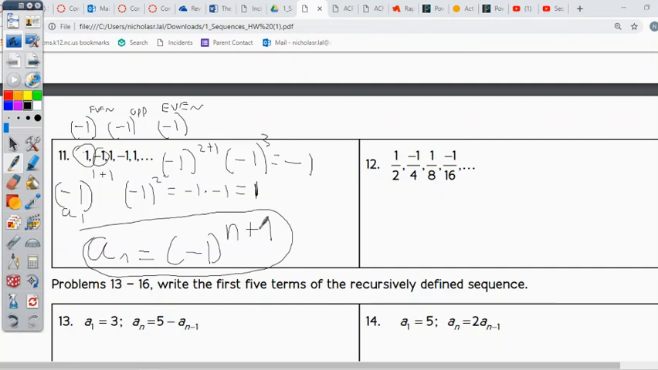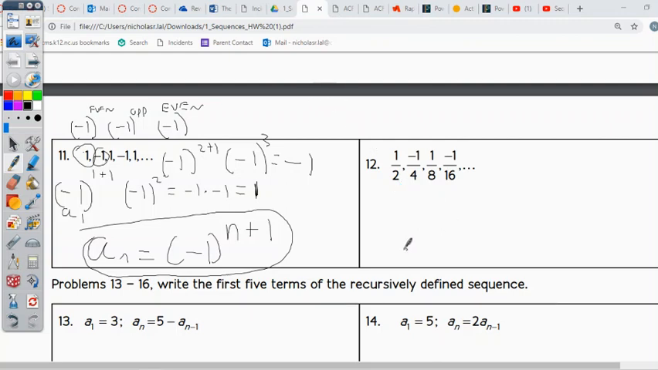All right. Anybody else have insights or questions or patterns that they recognized about this problem? Yes, Alex. All right. So, 12. All right. Yes. It is negative 1 to the n plus 1 power all over 2 to the n power.